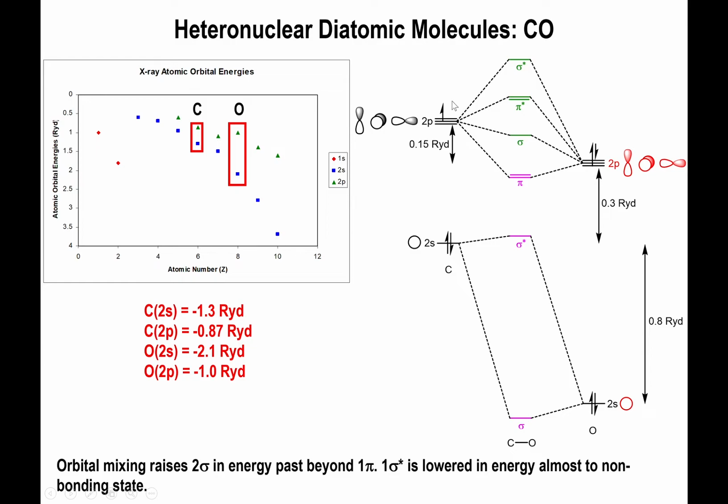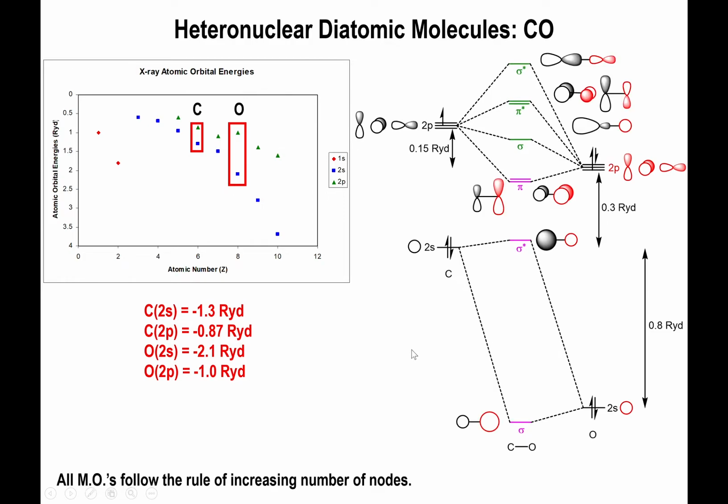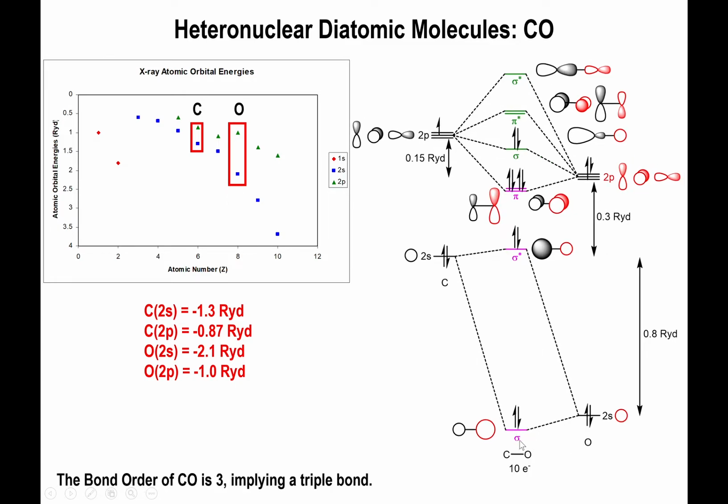Now, carbon has 4 valence electrons, oxygen has 6, so we're talking about 10 electrons altogether in carbon monoxide. So we start plugging in the electrons for the given orbitals of carbon monoxide. We have 2 electrons down here, followed by another 2, that's 4, followed by 4 more, that's 8, and another 2 to give you a total of 10.